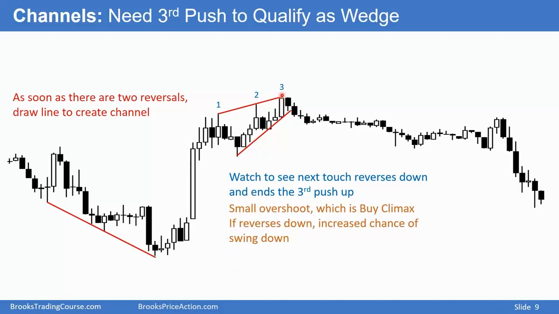Small overshoot, that's a buy climax. We get the reversal. If you get the bull breakout and a reversal down, you have an increased chance of a swing down, especially with a pretty good sell signal bar here and a decent entry bar here. The bars are pretty small here, so this looks like it's not going to go all that far or all that fast. Usually, if I start to see this, if I short that and then the market does this, I just get out.